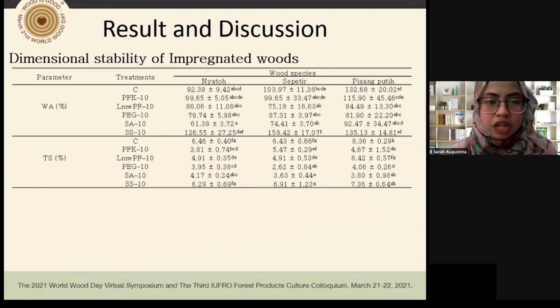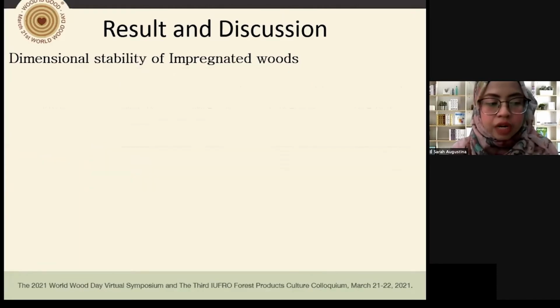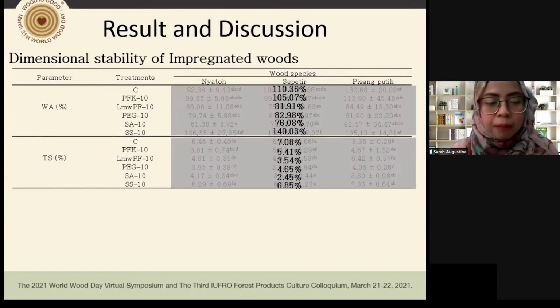Next discussion is related to dimensional stability of impregnated woods, especially on water absorption and thickness swelling value. Overall, we can see that impregnated woods have a lower value than those of untreated wood. In different impregnating agents, SA impregnated wood has the lowest value, while the highest was in SS impregnated wood. This finding indicated that SA is the best impregnating agent in order to reduce this value.